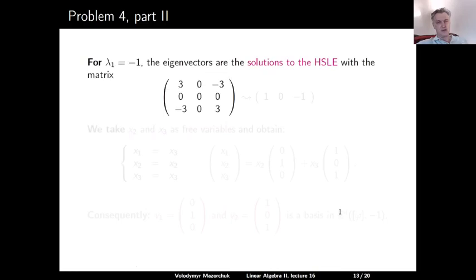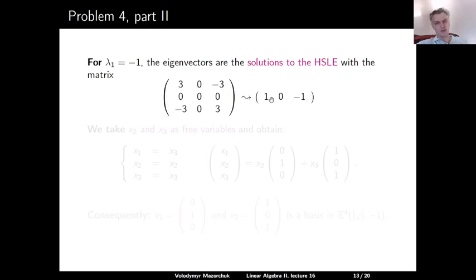So the eigenvectors for the eigenvalue lambda 1, which is equal to minus 1, are the solutions to the homogeneous system of linear equations whose matrix is obtained from our matrix by subtracting minus 1 on the main diagonal. So we get the matrix 3, 0, minus 3; 0, 0, 0; minus 3, 0, 3. So we can delete the 0 row. The two other rows are linearly dependent. We delete one of them. And so we divide the first row by 3 and get the matrix 1, 0, minus 1.